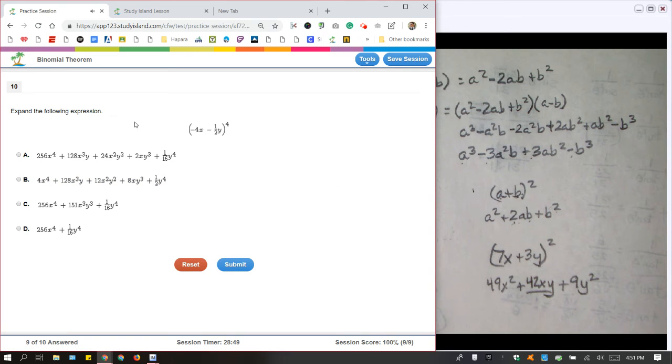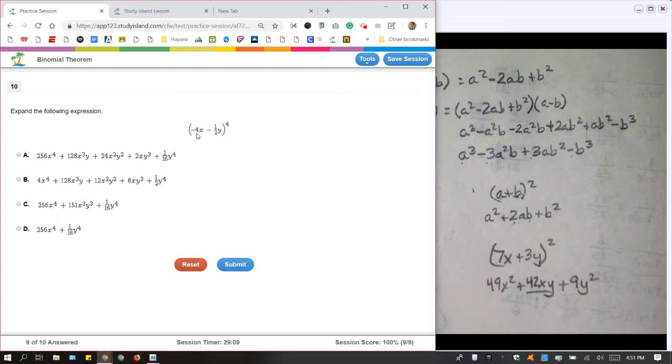And last but not least, expand the following expression, negative 4x minus 1/2 y to the fourth power. Again, it's going to have 5 terms. Which one of these has 5 terms? 1, 2, 3, 4, 5. This one, 1, 2, 3, 4, 5. These do not. So it's going to be A or B.